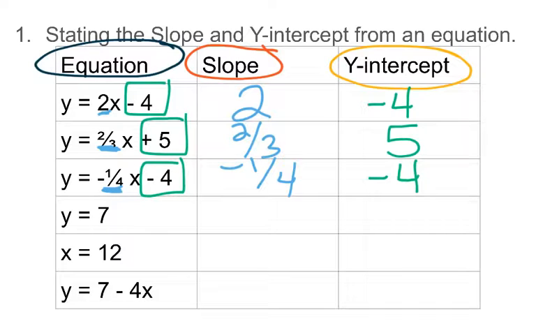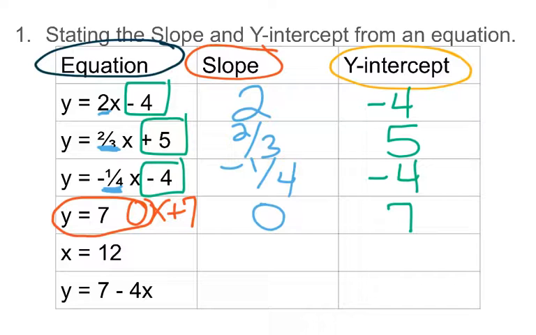In the next problem, we have y equals 7. You'll need to learn that y equals 7 is the same thing as 0x plus 7. So 0 is the slope. You put that in blue. And the y-intercept is 7. This is a line straight across through the y-axis at 7.